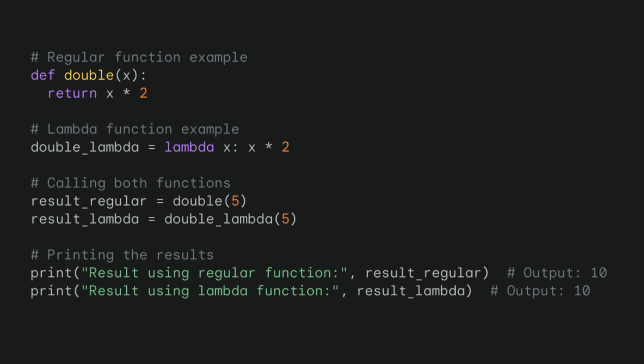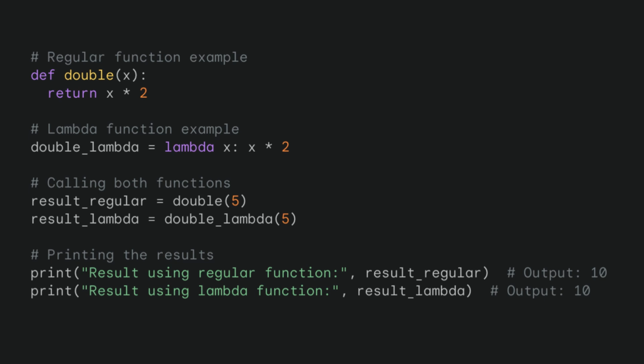So let's see how we can achieve this same result with a lambda function. So here, this function is called double_lambda. And this defines a lambda function that takes in a variable x and returns its value multiplied by 2. And we can store this function in a variable called double_lambda. So both regular functions and lambda functions are called the same way.